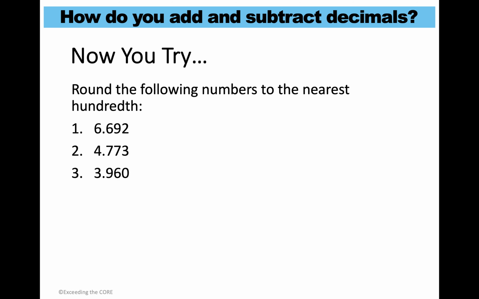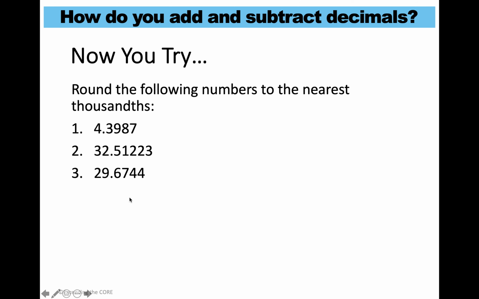Okay, I'm glad you're back. Let's see if you got the same answers that I got. So 6.69, 4.77, 3.96. All right, now 3.96 did not become 4.00 this time. Why is that? Let's look back for a minute. Well, 3.960. If I take the 0 off here, it doesn't round this to 97. It's just a 0, so I take it off and that number stays the same, 3.96.